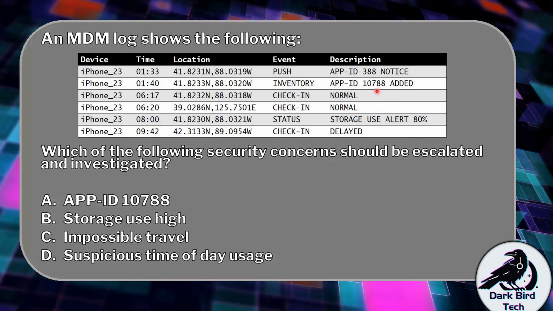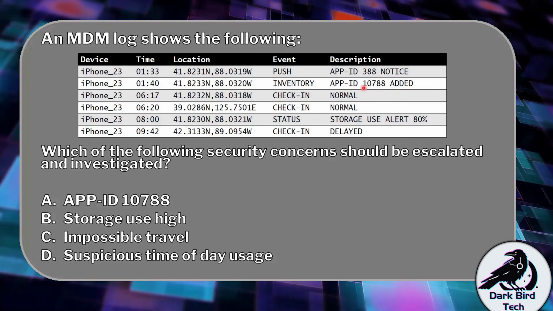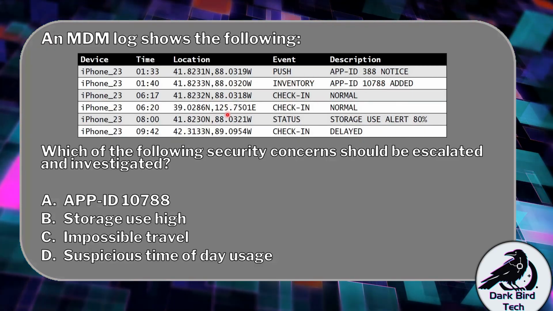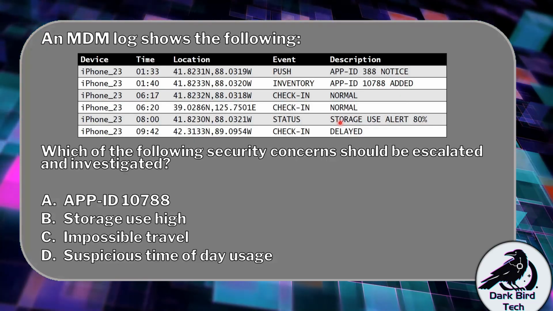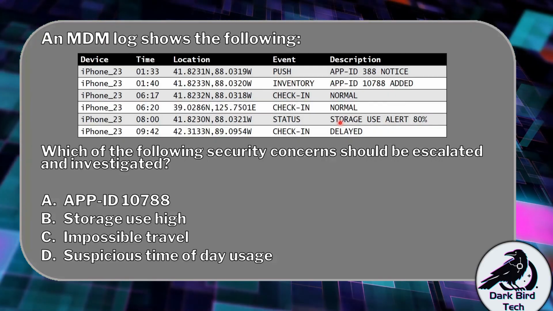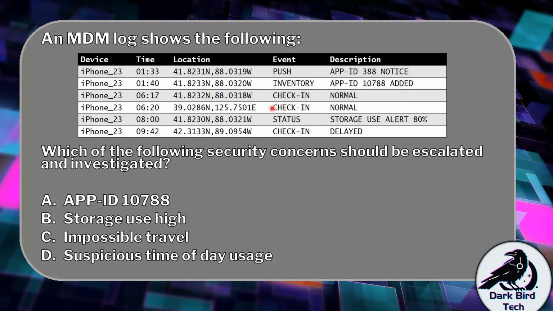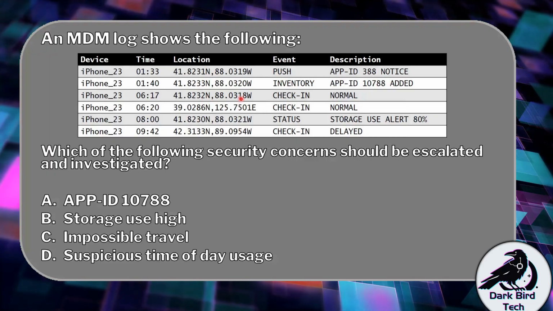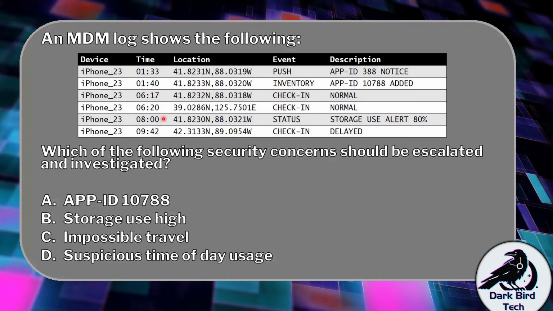All right, so let's see. App ID, an app being installed. That doesn't scare me unless we know what is app 10788. So I'm not worried about that. Storage use high, that makes me a bit nervous because why is that storage suddenly, well, maybe it's not suddenly, but why is that storage so heavily used? Especially following the strange thing, which is a sudden travel from the Western Hemisphere to the Eastern Hemisphere in 3 minutes. That's odd.